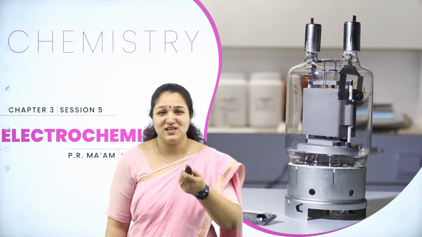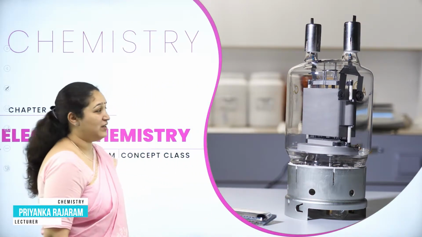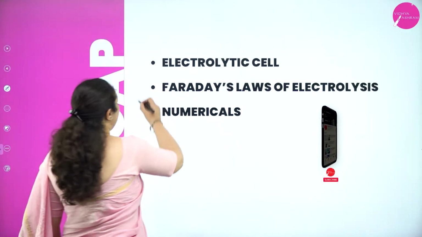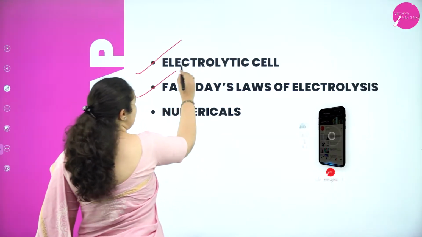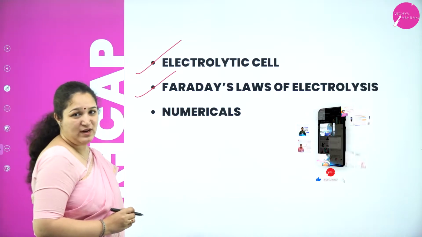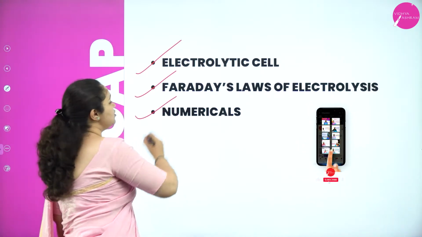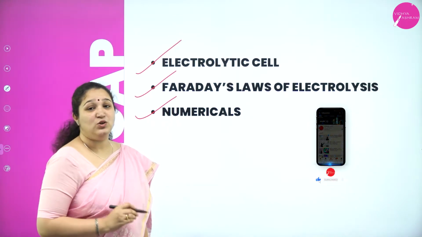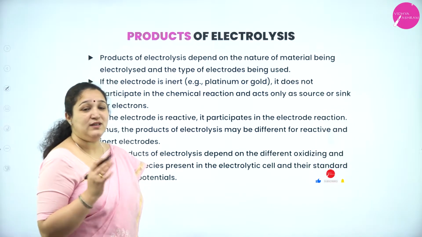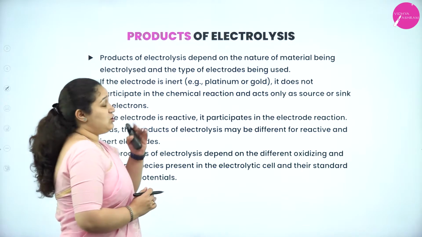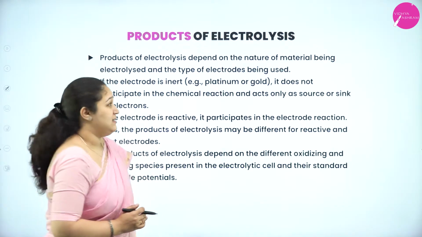Hello my dear students, welcome back to session 5 on the chapter electrochemistry. Last class we studied about the electrolytic cells, about the Faraday's law of electrolysis, that is two laws, first law and the second law, and we also solved some of the numericals. Today we shall learn about the products of electrolysis.